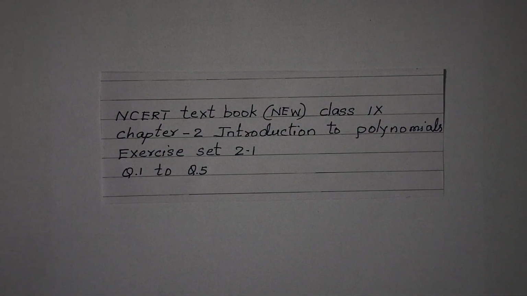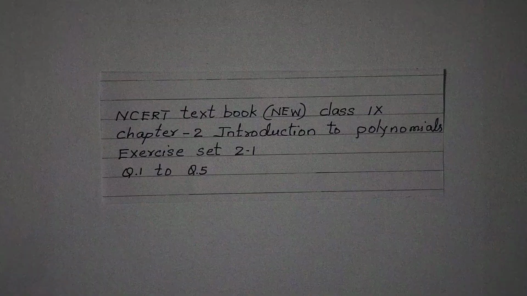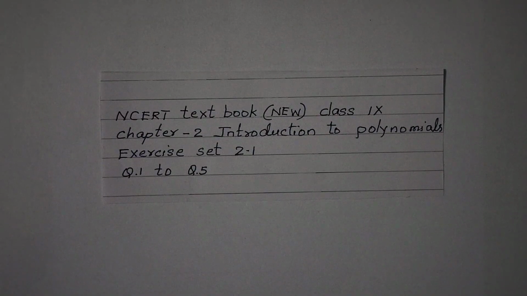In this class, we'll solve sums from the NCERT textbook, the new book. Okay, class 9, chapter 2, introduction to polynomials. We'll solve exercise set 2.1, question 1 to question 5.